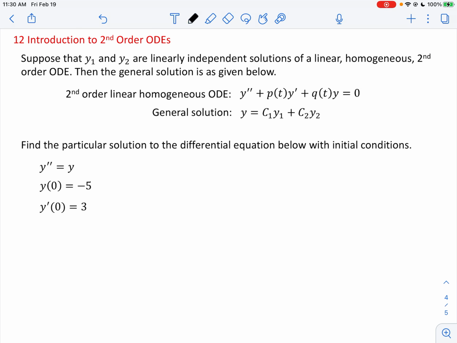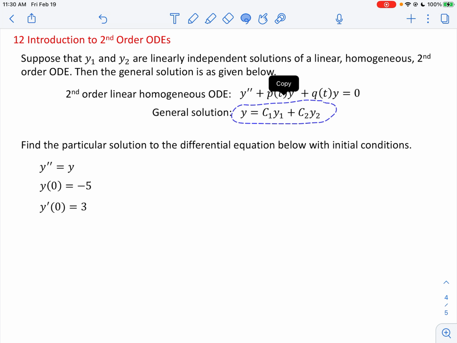Next slide. Suppose that y1 and y2 are linearly independent solutions of a linear homogeneous second-order ODE. Then the general solution is as given below. So here's our second-order linear homogeneous ODE. It's linear because it has the linear structure. Second order because there's a second derivative. Homogeneous because there's a 0 on this side. And if y1 and y2 are linearly independent solutions to it, then we can form a general solution by combining them with arbitrary constants. So the general solution will be c1 times y1 plus c2 times y2.